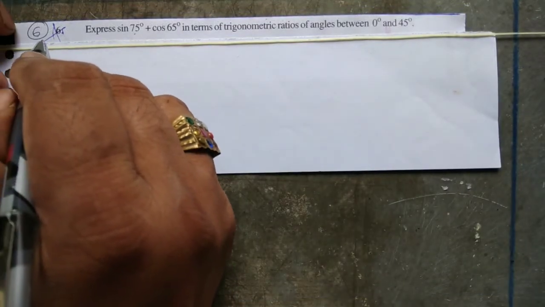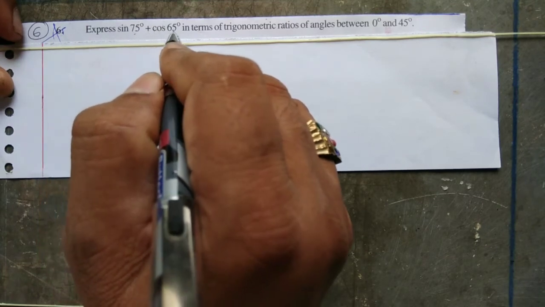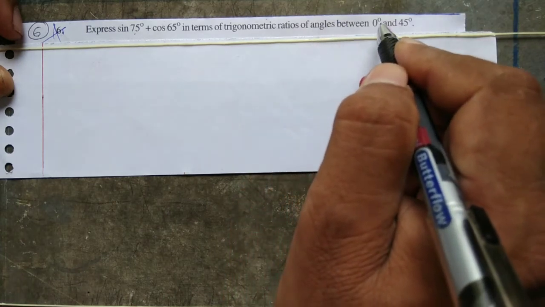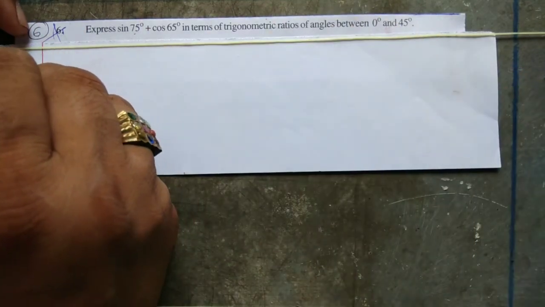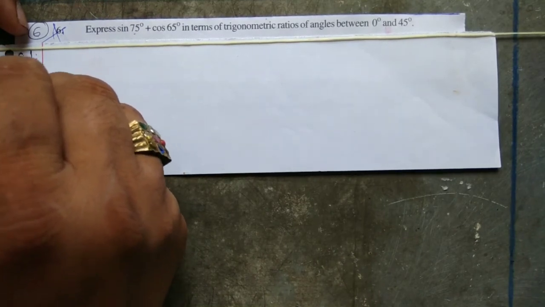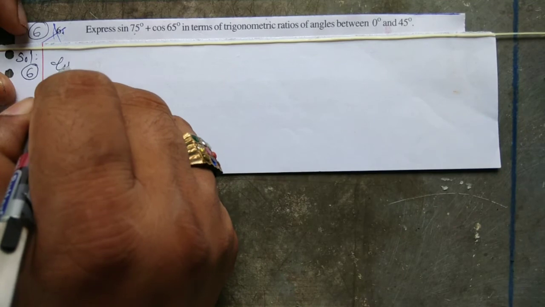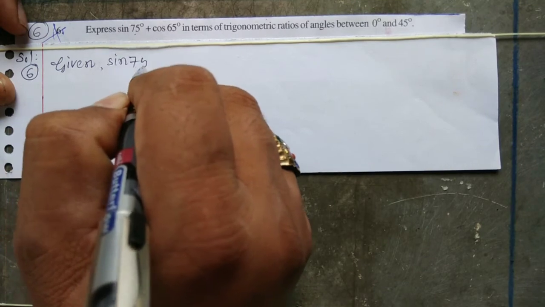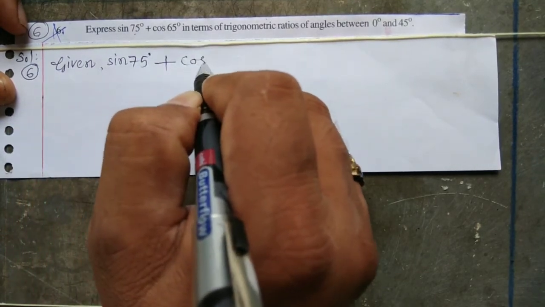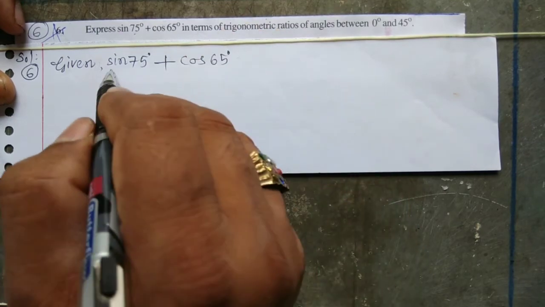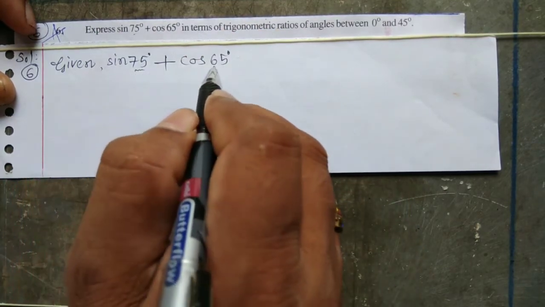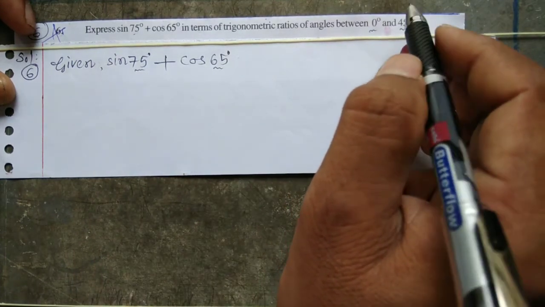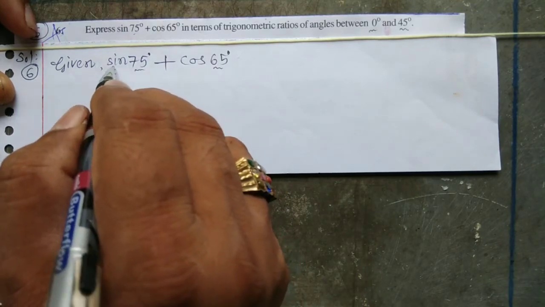Question number 6. Express sin 75 degree plus cos 65 degree in terms of trigonometric ratios of angles between 0 degree and 45 degree. Solution for sixth problem. Given sin 75 degree plus cos 65 degree, we have to show these angles between 0 and 45 degrees in trigonometric ratios.